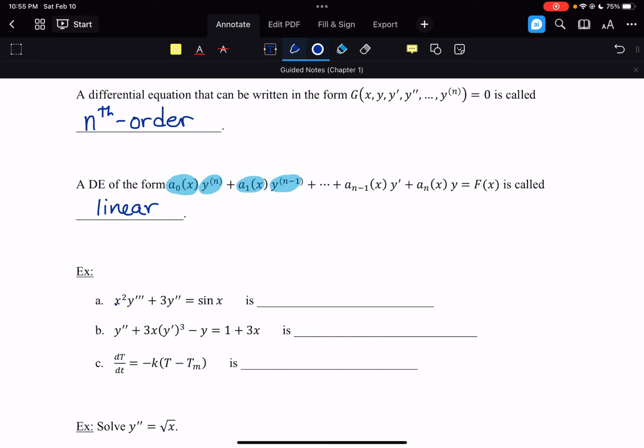for part A, we have x squared y triple prime plus 3y double prime equals sine of x. This would be third order because the highest derivative in the equation is the third derivative. And all of the derivatives are raised only to single power terms. So we're not squaring or cubing or doing any of that to the derivatives. So it is linear in nature. So this would be considered third order linear.